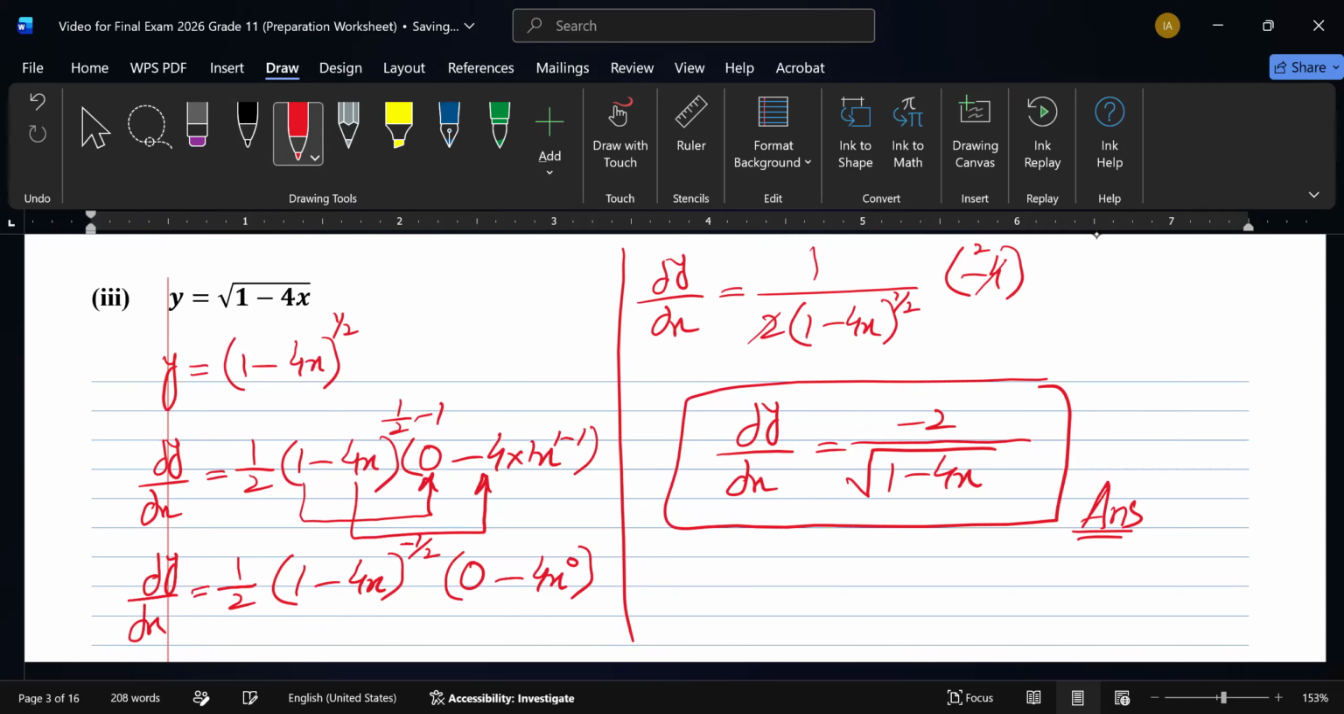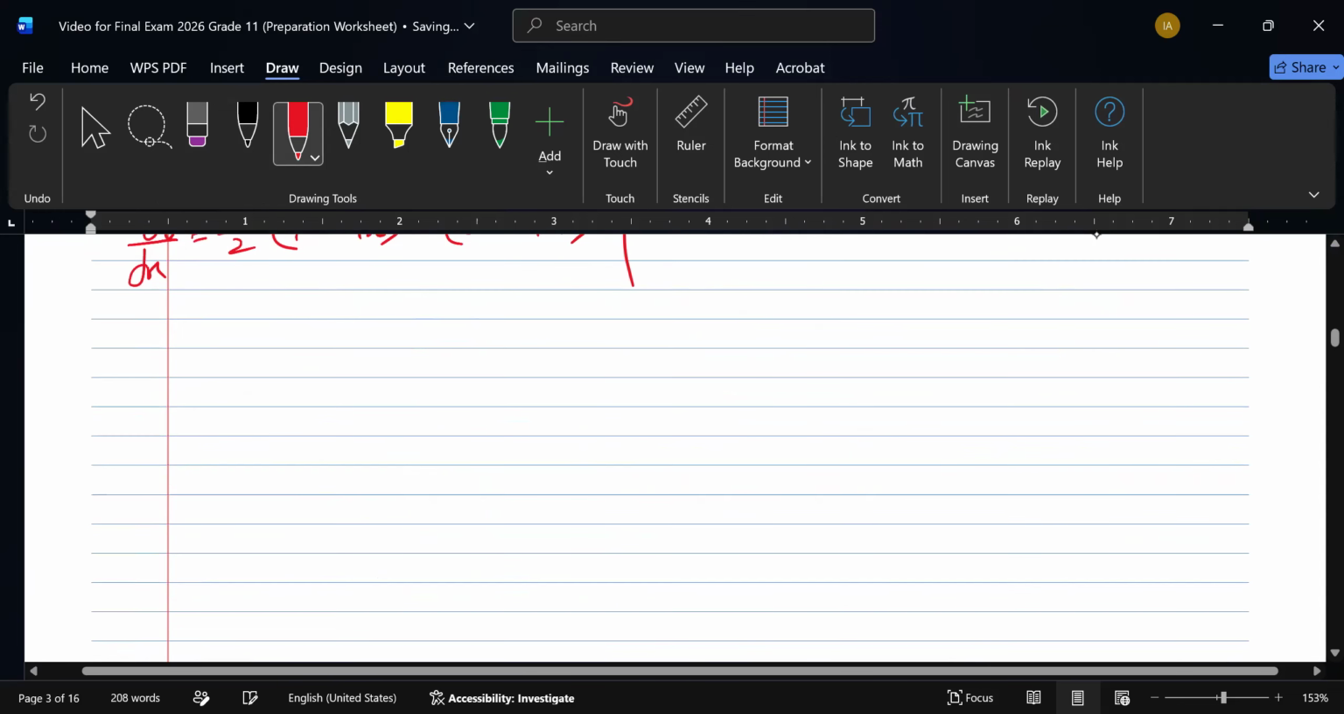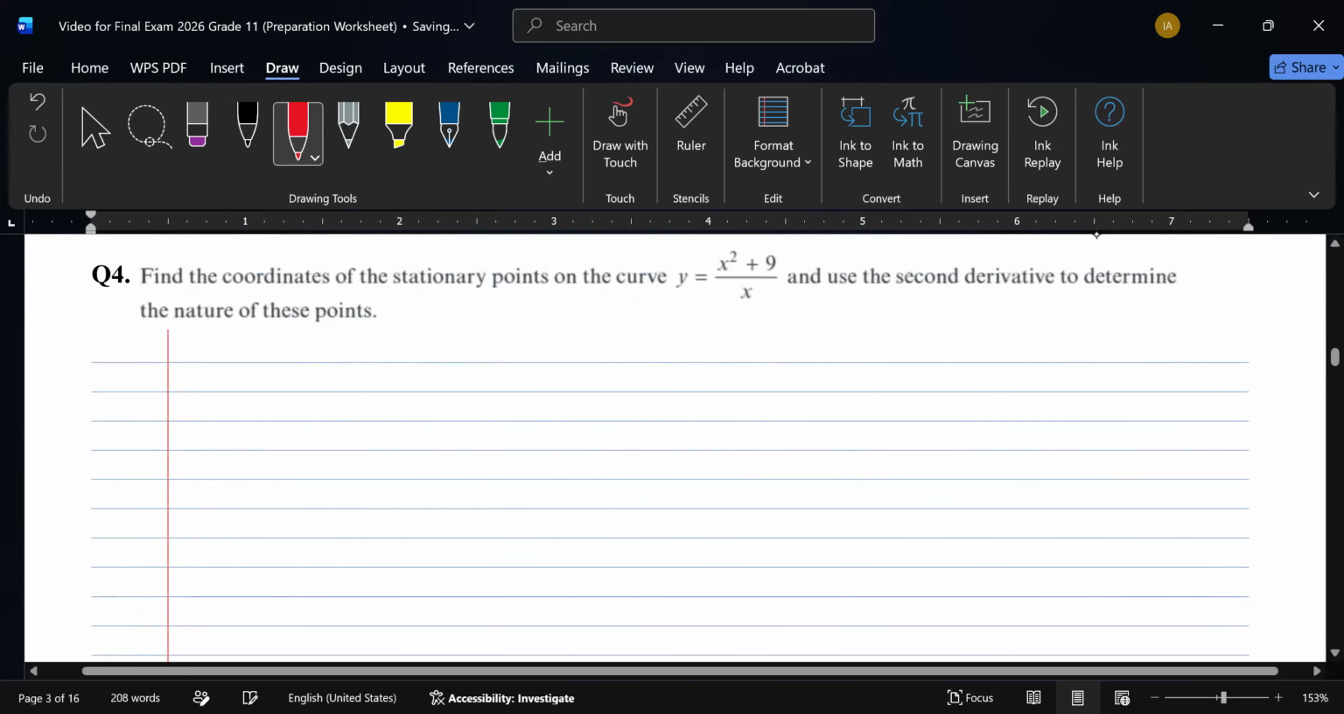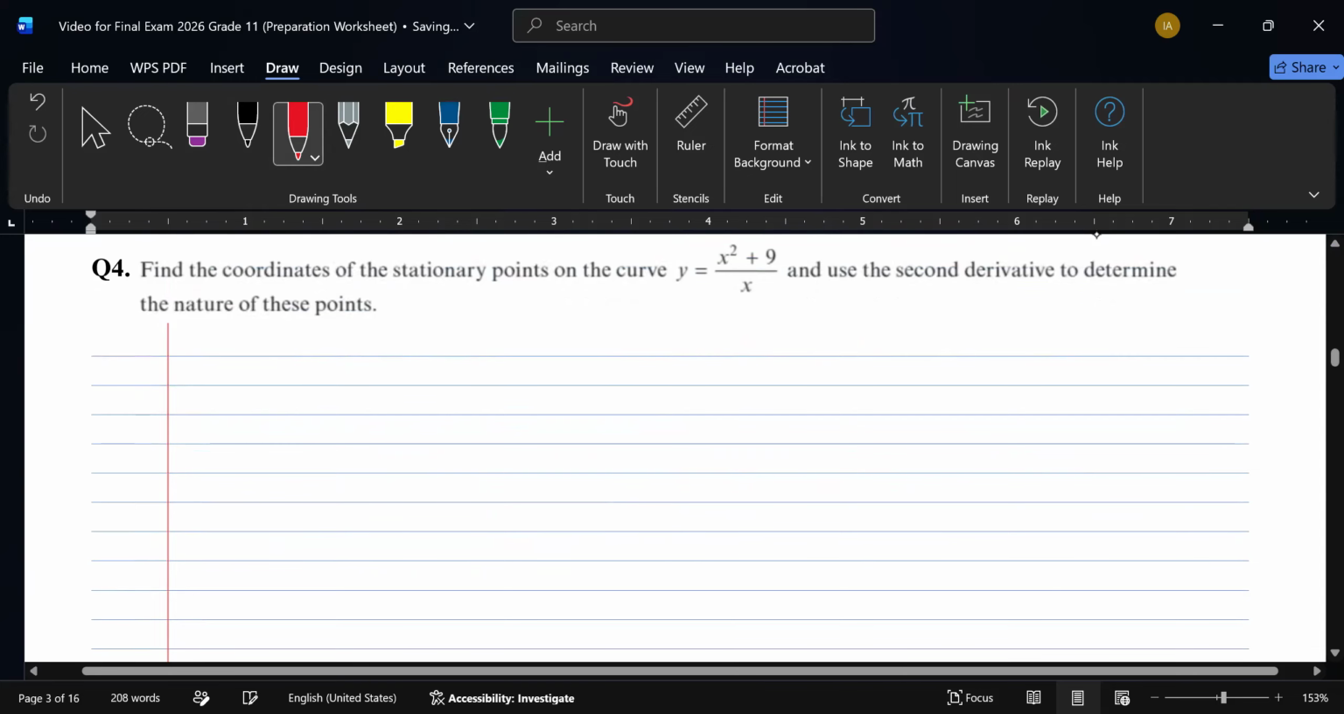Okay, let's take on the next. Find the coordinates of the stationary point. Key point is stationary point. So whenever they ask you to find the stationary point, your first prime objective is to get the derivative. Differentiate the equation. Yes, that's it.